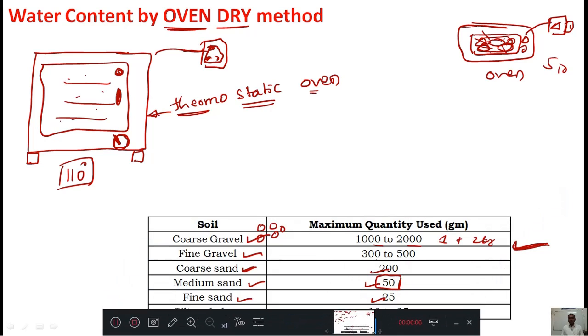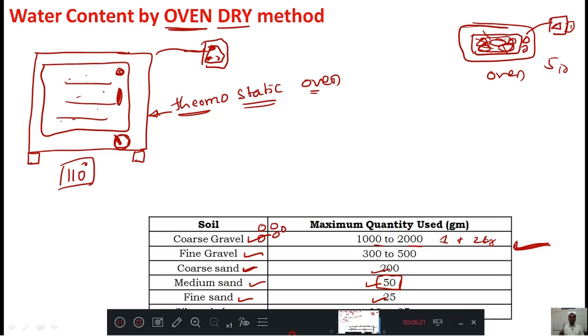Okay, in this slide you came to know what a thermostatic oven is and the meaning of thermostatic, and second, how much quantity of soil we need to take and put inside the oven. You will go to the next slide. There you will come to know, see.